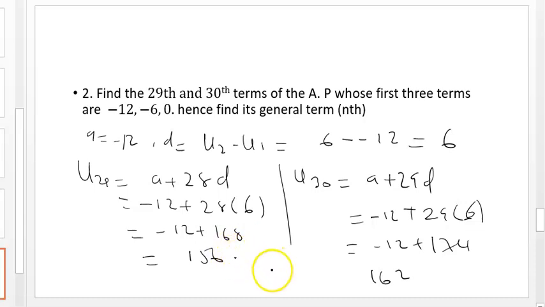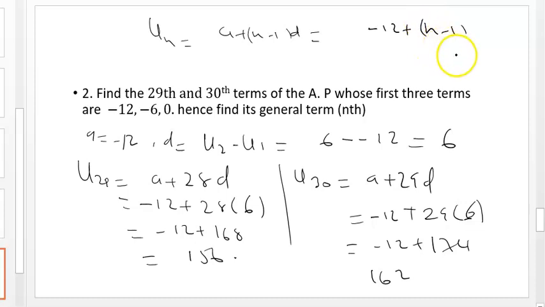We have to find the nth term. Going to the nth term, Un is equal to A plus (n minus 1) all times D. So A is what? Our A is minus 12, plus (n minus 1). The common difference is what? It is 6. So we have minus 12 plus 6n minus 6. That is Un equals 6n, minus 12 minus 6 is minus 18. This is the nth term.